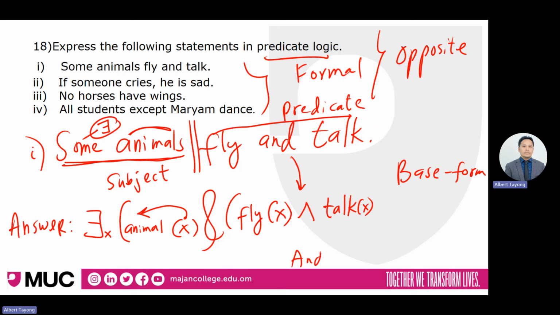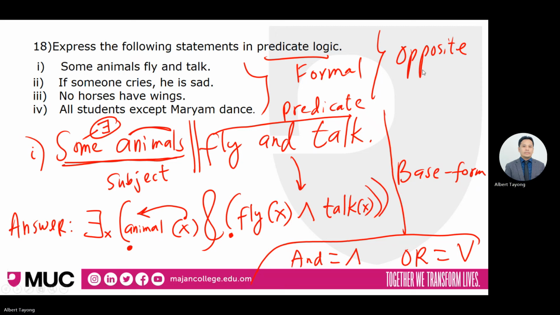Okay, so is this and or is this? So please remember this. So we have to close this, and we have to close also that towards the end. So that is our answer. So this is the answer from here until here. So it means some animals fly and talk. So we are changing from English to symbolic form or predicate logic, predicate form. All right. So I hope this is very clear.